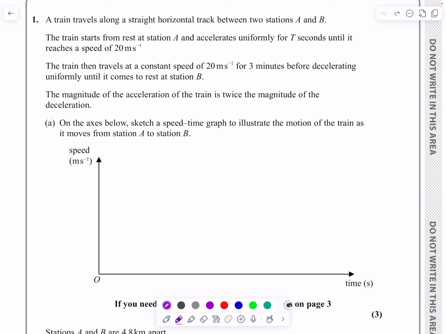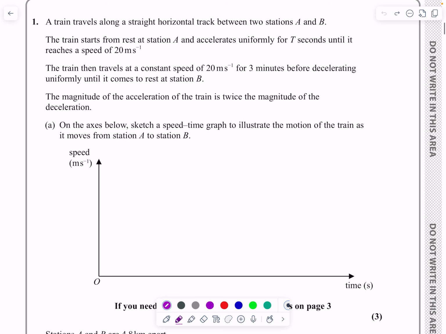It says a train travels along a straight horizontal track between two stations A and B. Starts from rest at station A, it accelerates uniformly for t seconds till it reaches a speed of 20. Then travels at a constant speed for 3 minutes, just be careful about units there, that's 180 seconds obviously, before decelerating uniformly and comes to a rest at station B. Magnitude of acceleration is twice the magnitude of deceleration, so it goes up sharper than it comes back. On the axes, draw the graph out.